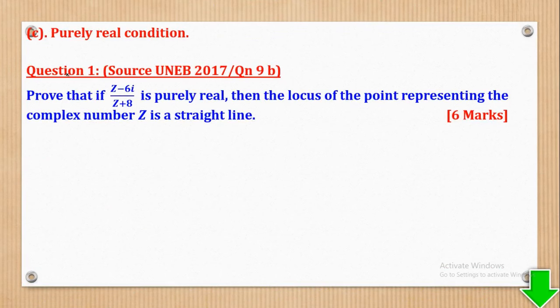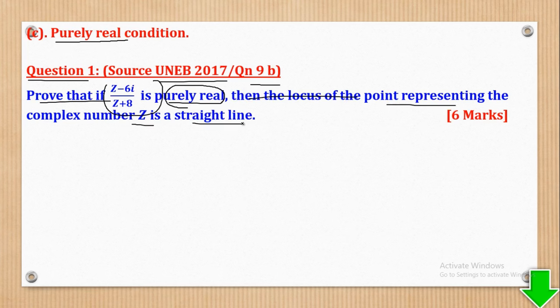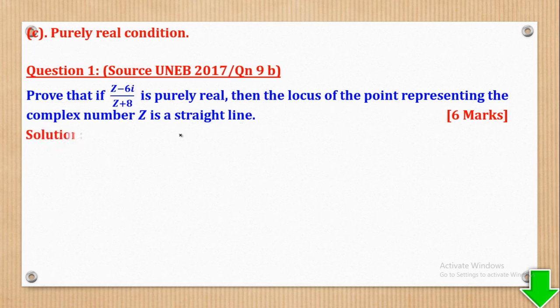That was the second condition on argument. Now the third one will be on purely real condition. We saw that purely real means that the imaginary part is 0, so there's nothing to write apart from that. So let's go straight to the question. So question 1 came from UNEB 2017, paper 1, question 9b, and says prove that if this is purely real, then the locus of the point representing the complex number z is a straight line. So they want to show that the locus is a straight line.